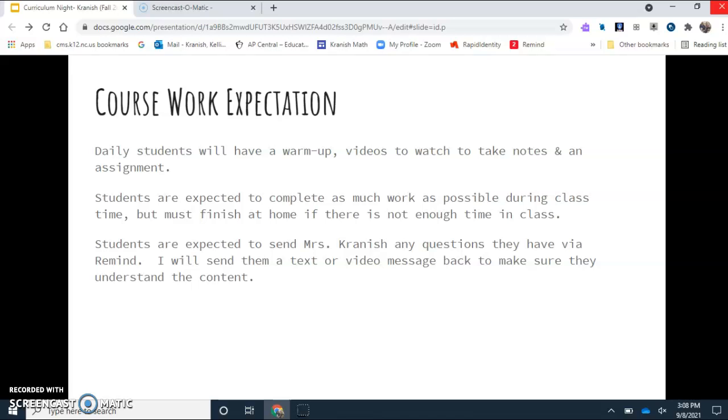This is the same concept that I do when I am in class. Normally they'll have time to get about half of their assignments complete, and then the other half they'll have to finish at night. Students are also expected to send Mrs. Cranish any questions they have via Remind.